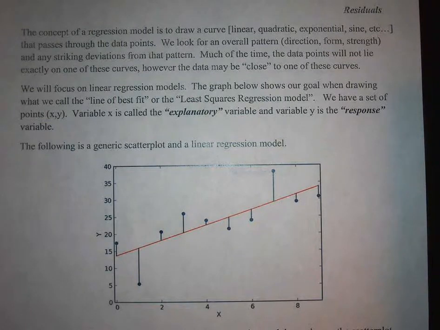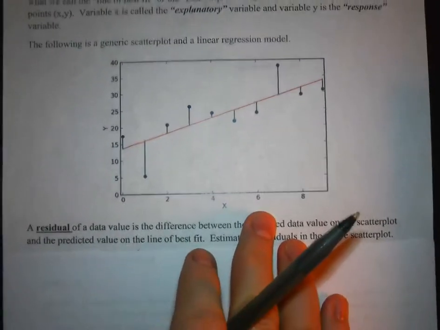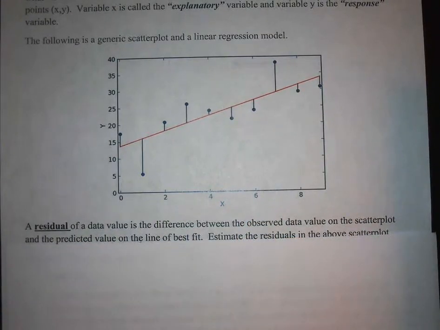We focus on linear regression models. The graph below shows our goal when drawing what we call the line of best fit, or the least squares regression model. We have a set of points x, y. X is called the explanatory variable, and variable y is called the response variable. The following is a generic scatter plot and a linear regression model. Okay, so we do not know what x and y represent, and we don't care.